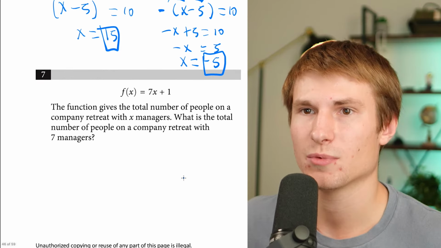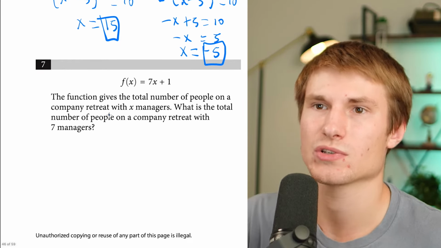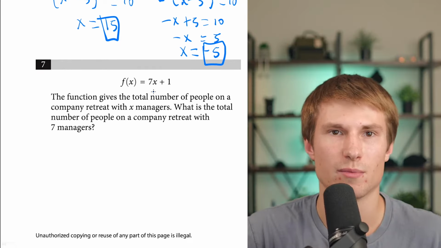The function gives the total number of people on a company retreat with x managers. What is the total number of people on a company retreat with 7 managers? You plug in 7 for x. Since x represents the number of managers, you get 7 times 7, which is 49, plus 1. That'll get you 50 as your answer. Go ahead and move on to question number 8 now.